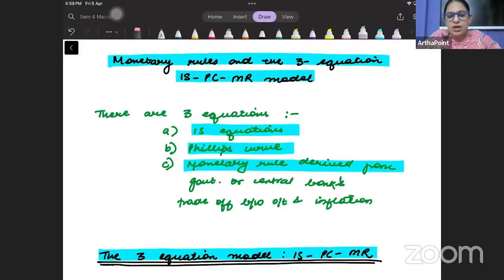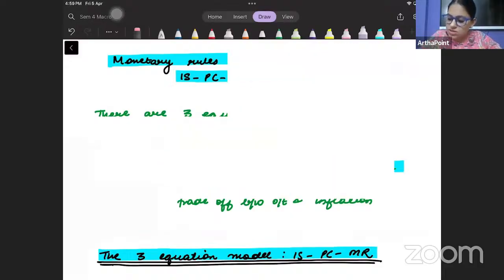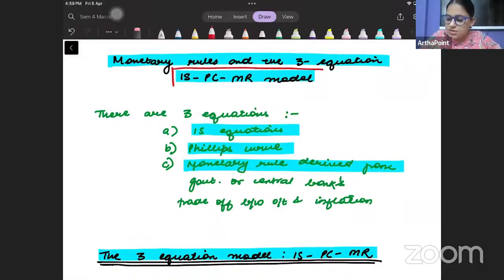Beta, today I want to discuss the ISPC and MR model in detail. Now, this is a very, very important model. Not only is it important from the point of view of the exam, but it is a very important model if you want to go into policy making.